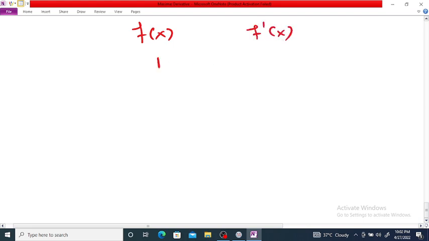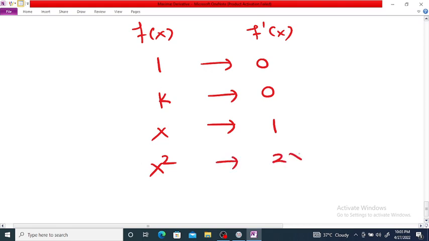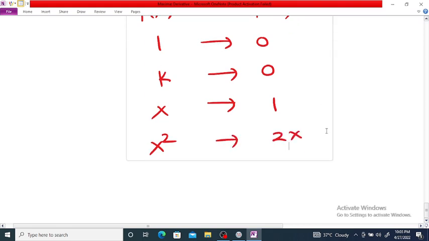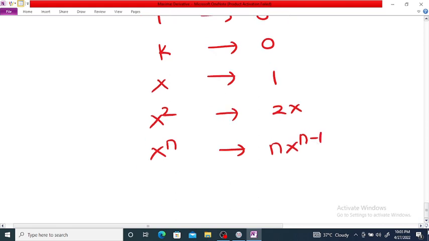If f of x is equal to 1, f dash x is equal to 0. If it is equal to a constant, say k is a constant, then its derivative is equal to 0. If it is equal to x, then its derivative is equal to 1. If it is equal to x square, then it is equal to twice x. Similarly, if it is equal to x raised to n, then its derivative is equal to n x raised to n minus 1. Similarly, if it is equal to 1 by x, then it is equal to minus 1 by x square.